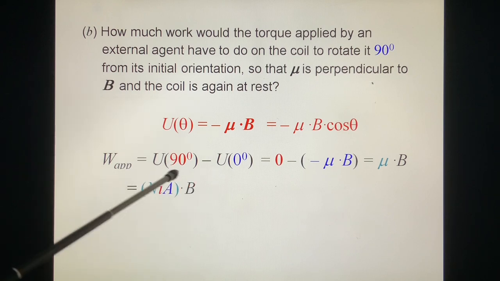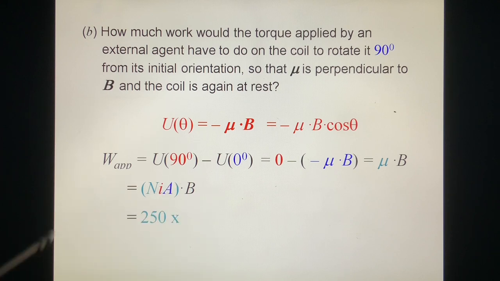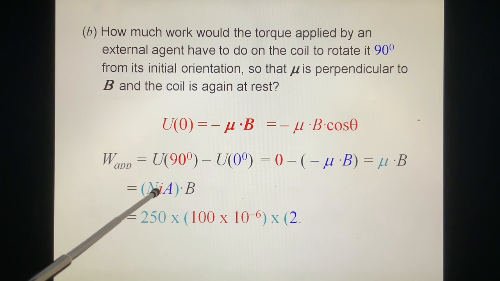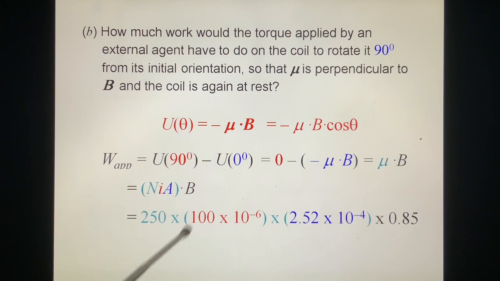Now we put the numbers inside, mu equal to N I A, and B. The given current is 100 milliampere. We should use the ampere as a unit, okay? And the area is in square meter, and B is in Tesla. We get this one.